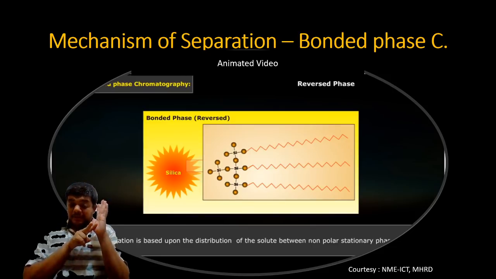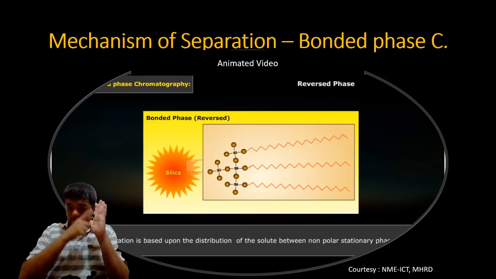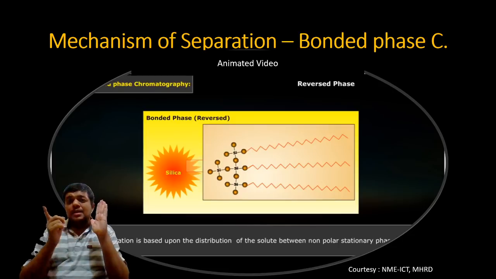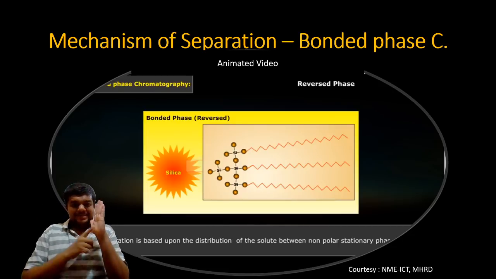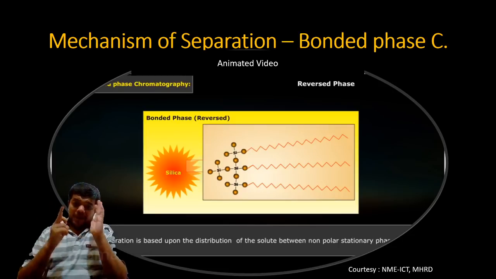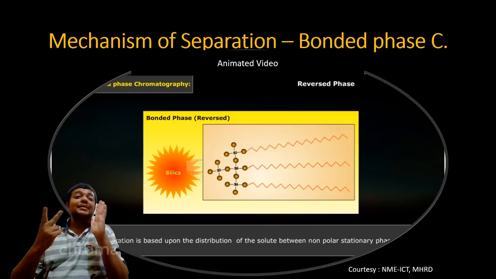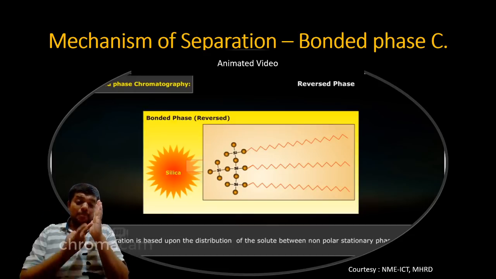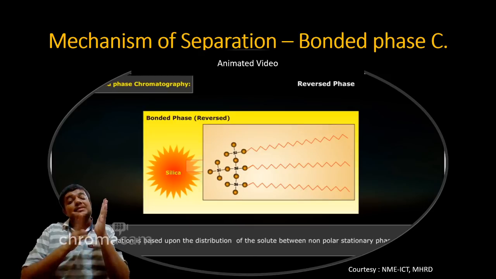But now if I make the case different, I make this wall, I make this surface from polar to non-polar. And from two samples, the non-polar will stick and the polar will move away. So this depends on the bonding which happens with the surface.